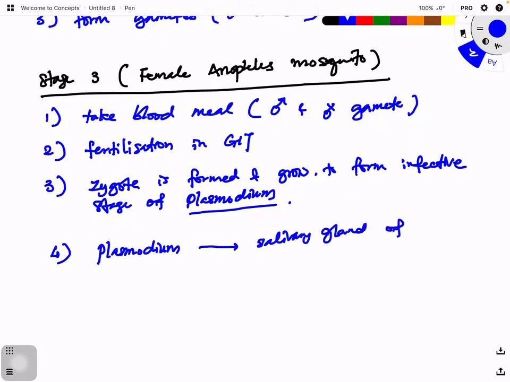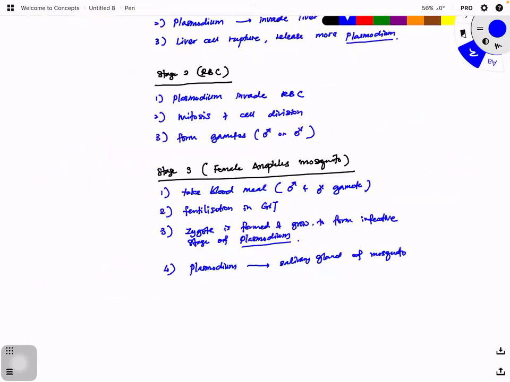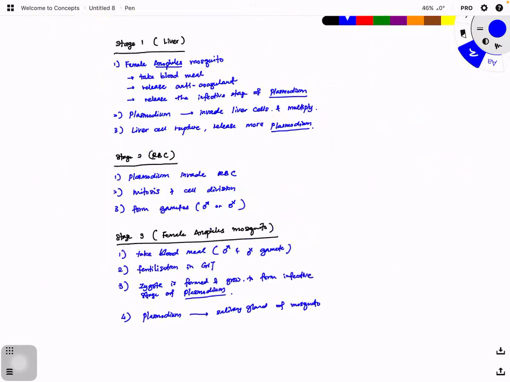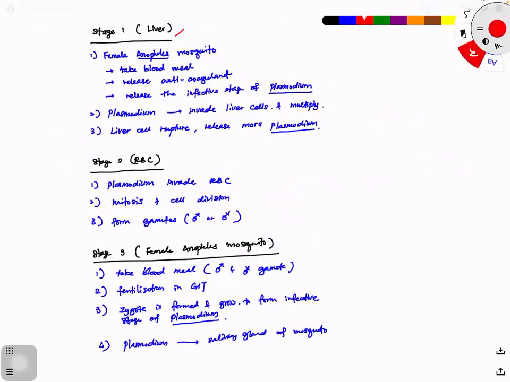So then the cycle repeats again. Okay? So this is good enough already. Okay, summary here. First stage in the liver. The female Anopheles mosquito takes the blood meal, releases anticoagulants, and releases the infective stage of the Plasmodium. So Plasmodium invades the liver cells and multiplies. The liver cell ruptures, releasing more Plasmodium.